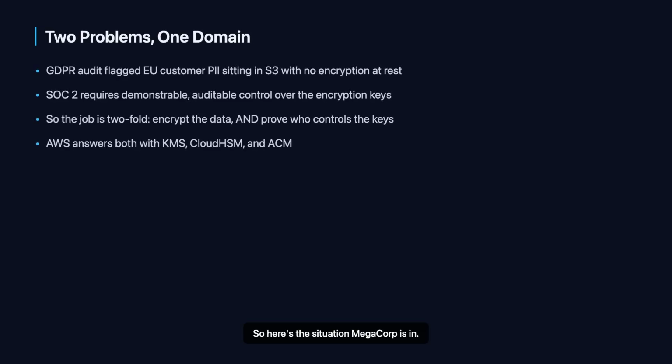So here's the situation Megacorp is in. A GDPR audit flagged that EU customer PII was sitting in S3 with no encryption at rest. That's problem 1. Then their SOC 2 obligations pile on problem 2. They need demonstrable, auditable control over the encryption keys. Notice these are 2 distinct jobs. You have to encrypt the data, and separately, you have to prove who controls the keys that protect it. Amazon Web Services answers both with 3 services: KMS, CloudHSM, and ACM. The rest of this video is about picking the right one.